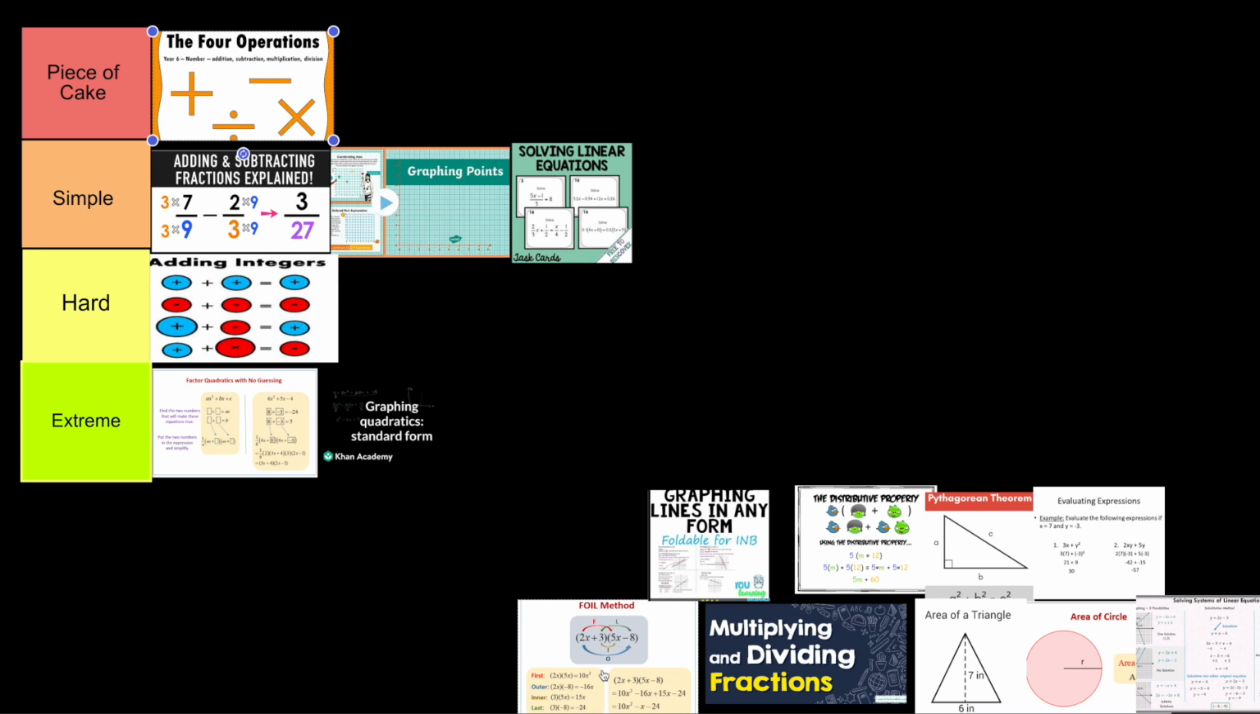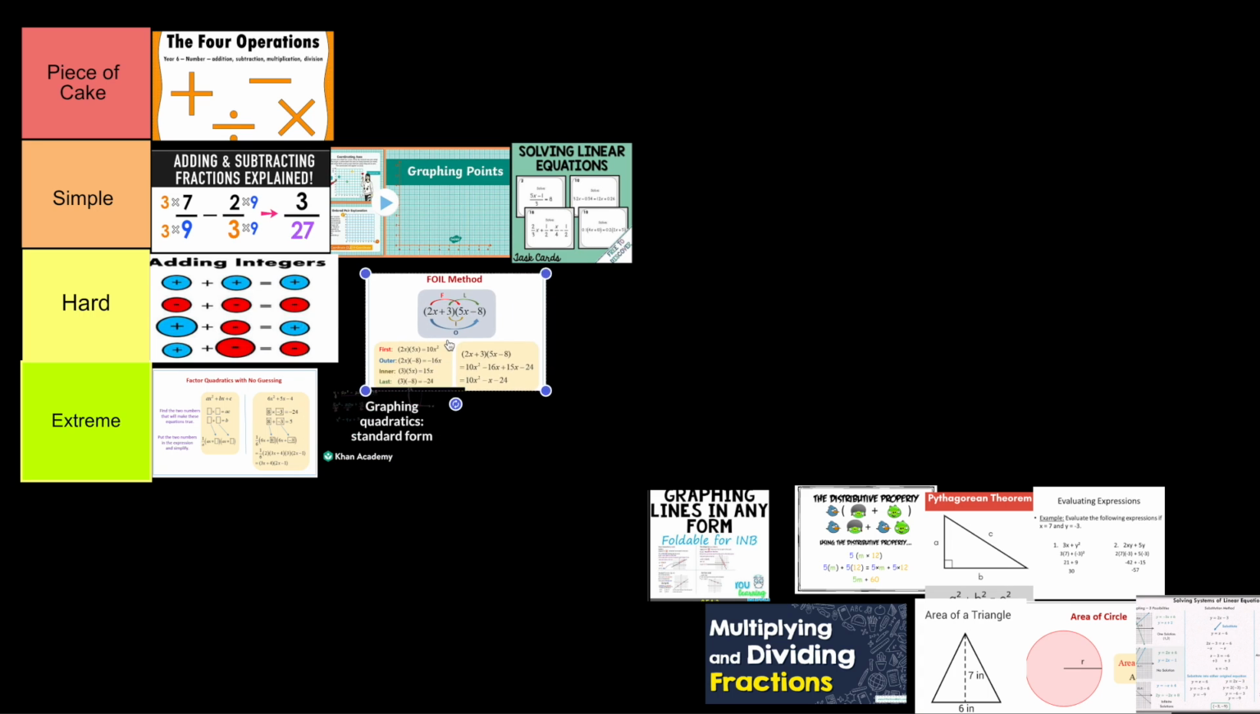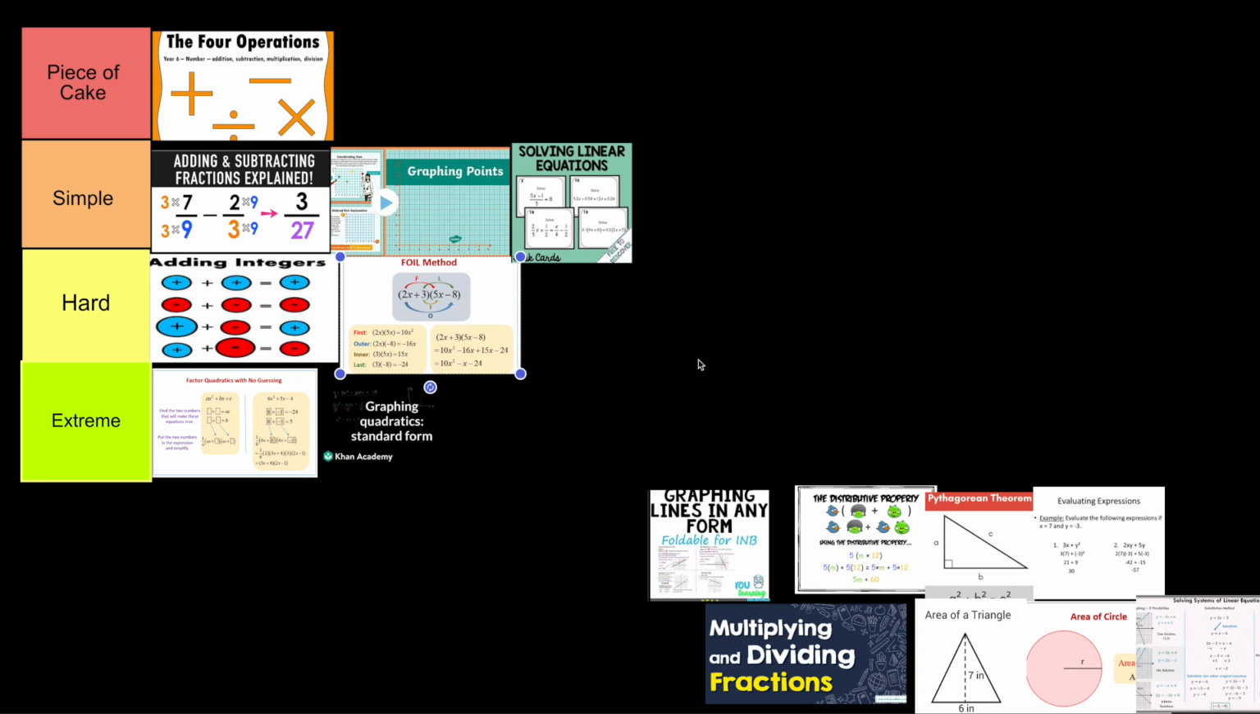FOIL method. Yeah, FOIL method, it's difficult. You have to multiply four times and memorize the order. You have to multiply the terms, so it's not that easy.